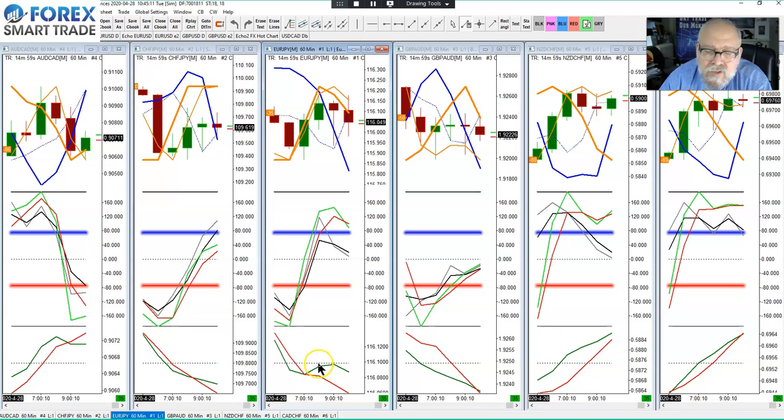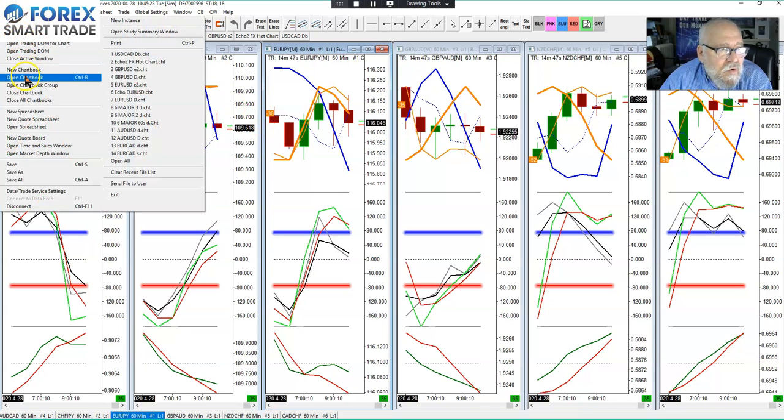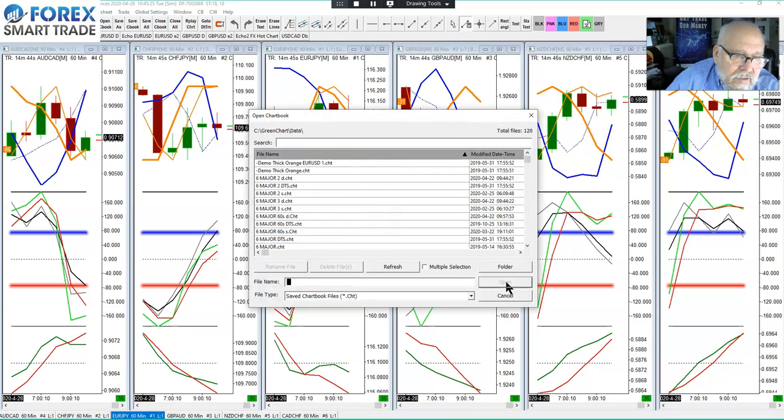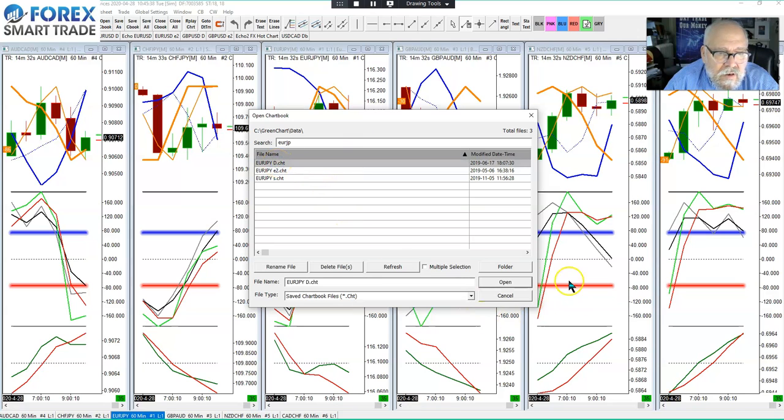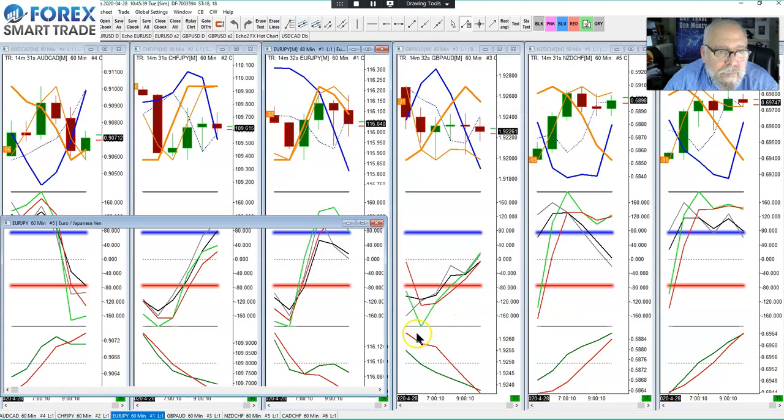Then it becomes, what is this trade worth? To figure out what this trade is worth, I'm going to open up the detailed chart on it. To open up the detailed chart, Euro, let me see if I've got one. I don't recall trading Euro yet. Euro JPY, and I do. I'm going to open it up.